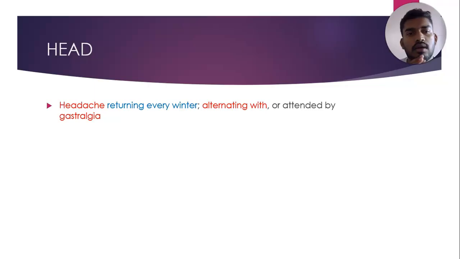Headache, returning every winter, alternating with or attended by gastralgia. So headache with some kind of stomach pain. Headache alternating with hemorrhoids, you have Aloe. Just like that, you have headache alternating with gastralgia, that is your bismuth.